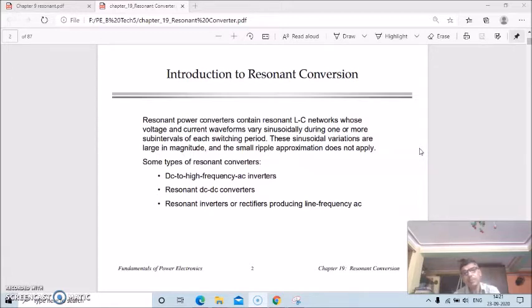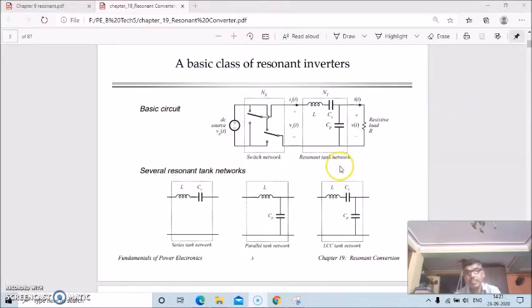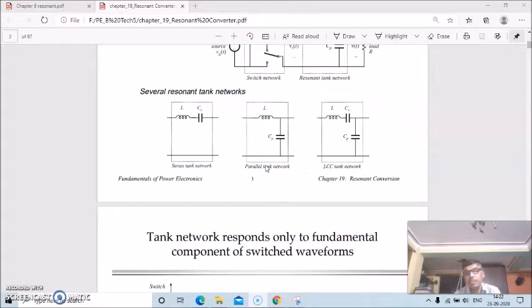Some types of resonant converters may be DC to high frequency AC inverters, resonant DC-DC converters, or resonant inverters or rectifiers producing line frequency AC. The basic class of resonant inverters is like this: this is the switch network, this is the LC resonant tank network, and this is the resistive load. Several resonant tank networks are found.